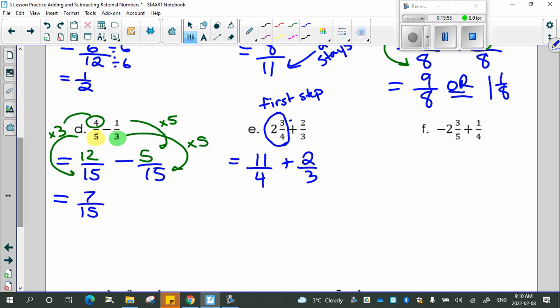You got that? Okay. So once you've changed it, now you're going to look at your denominators and figure out what the common denominator is. So if my denominators are 4 and 3, how can you get the common denominator? Yep, multiply them by each other, nice.